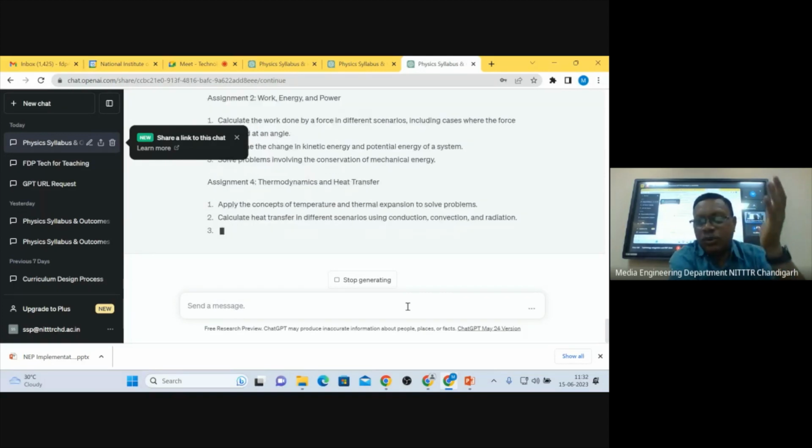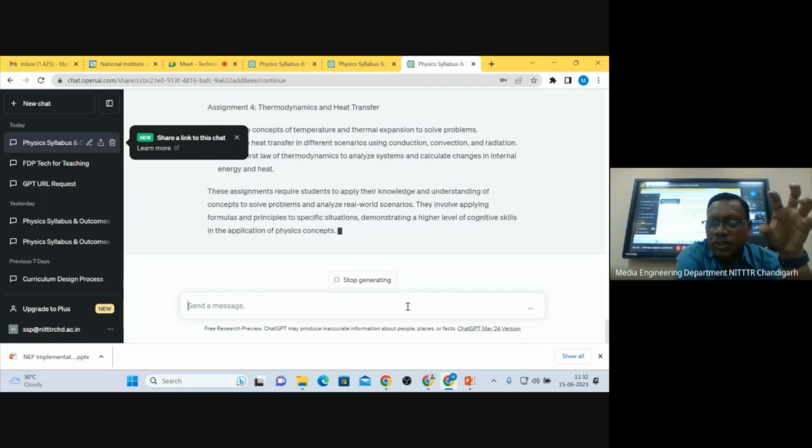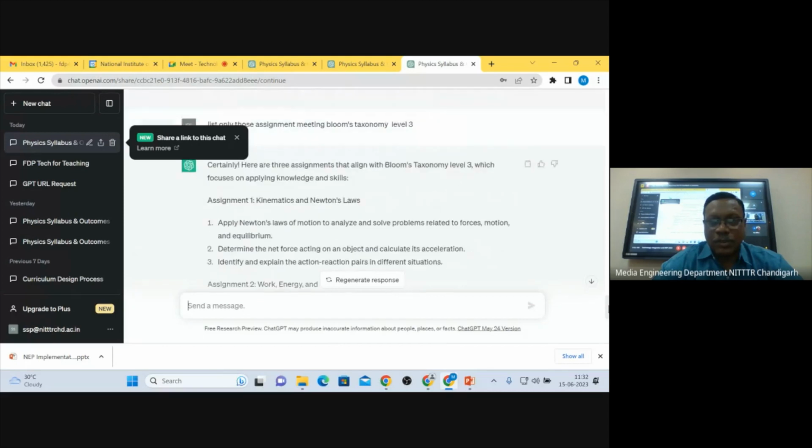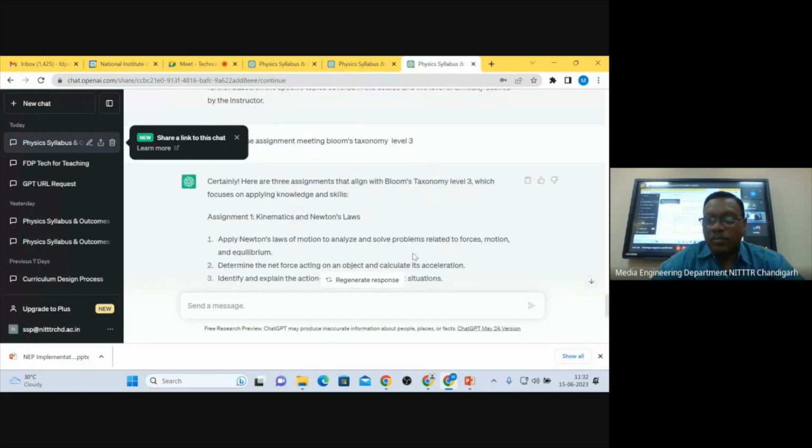You might have seen 3, 4 it was giving. Out of these assignments which were there, now ChatGPT has picked up the assignments which are of level 3. And this fellow has also explained to you what level 3 is. Bloom's taxonomy level 3 focuses on applying knowledge and skill. So it is basically application. Based on this application, it has already simplified the things.